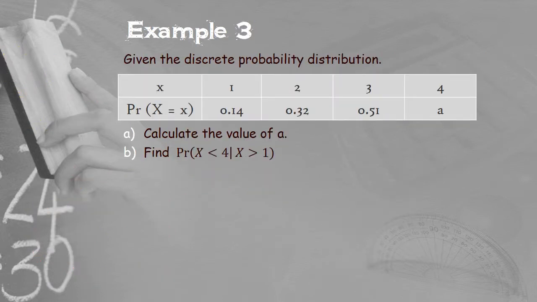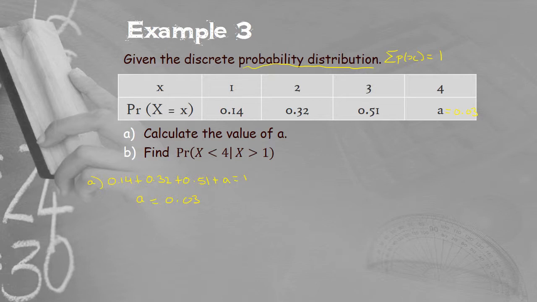Our final example for today. So we're looking at a discrete probability distribution. Because they tell us it's a probability distribution, that means we know that the sum of the probabilities must equal 1. So to find the value of A, we know that if I was to add all of the probabilities together, it must equal 1. And we can work this out, and we get an answer that A is equal to 0.03. So we know we have 0.03 here.